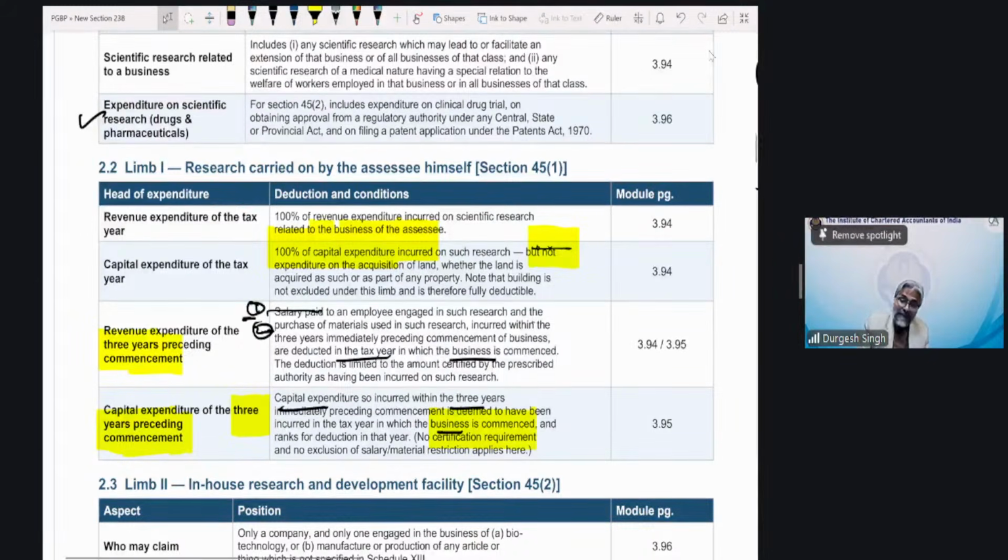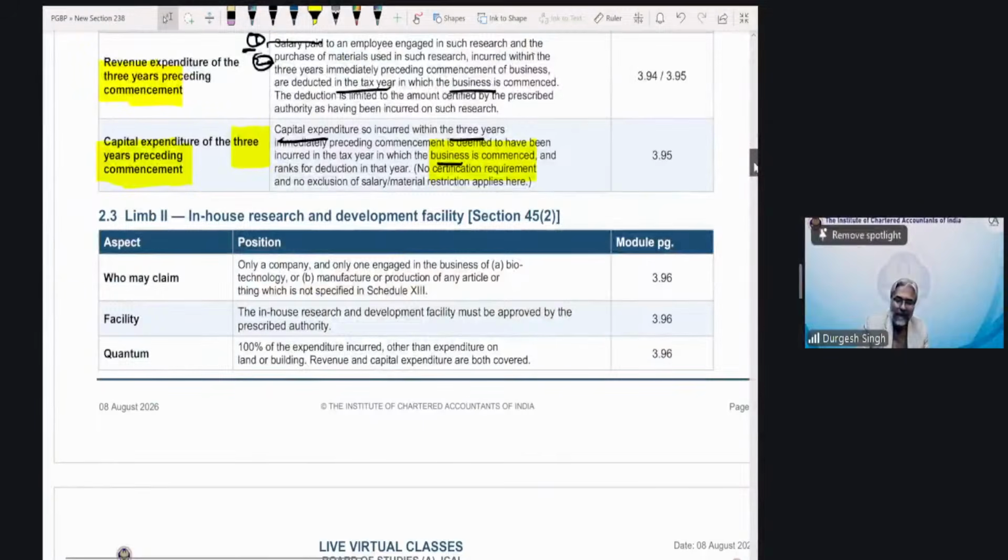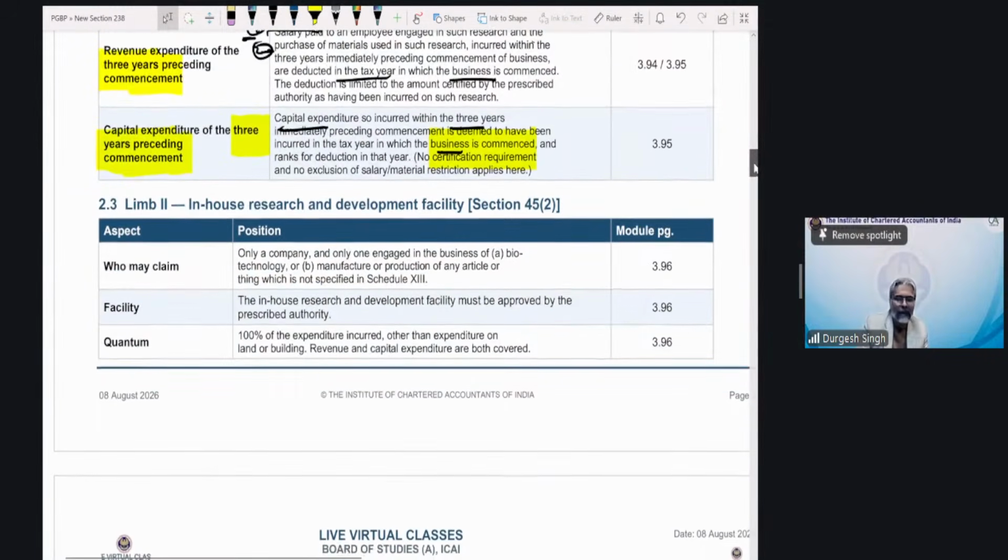Now, students, there is a section 45(2). The institute has one illustration on this, and therefore you have to be a bit careful on this particular part. Earlier, in the old law, this was covered under section 35. There was 35(2)(ab), a different section, students.